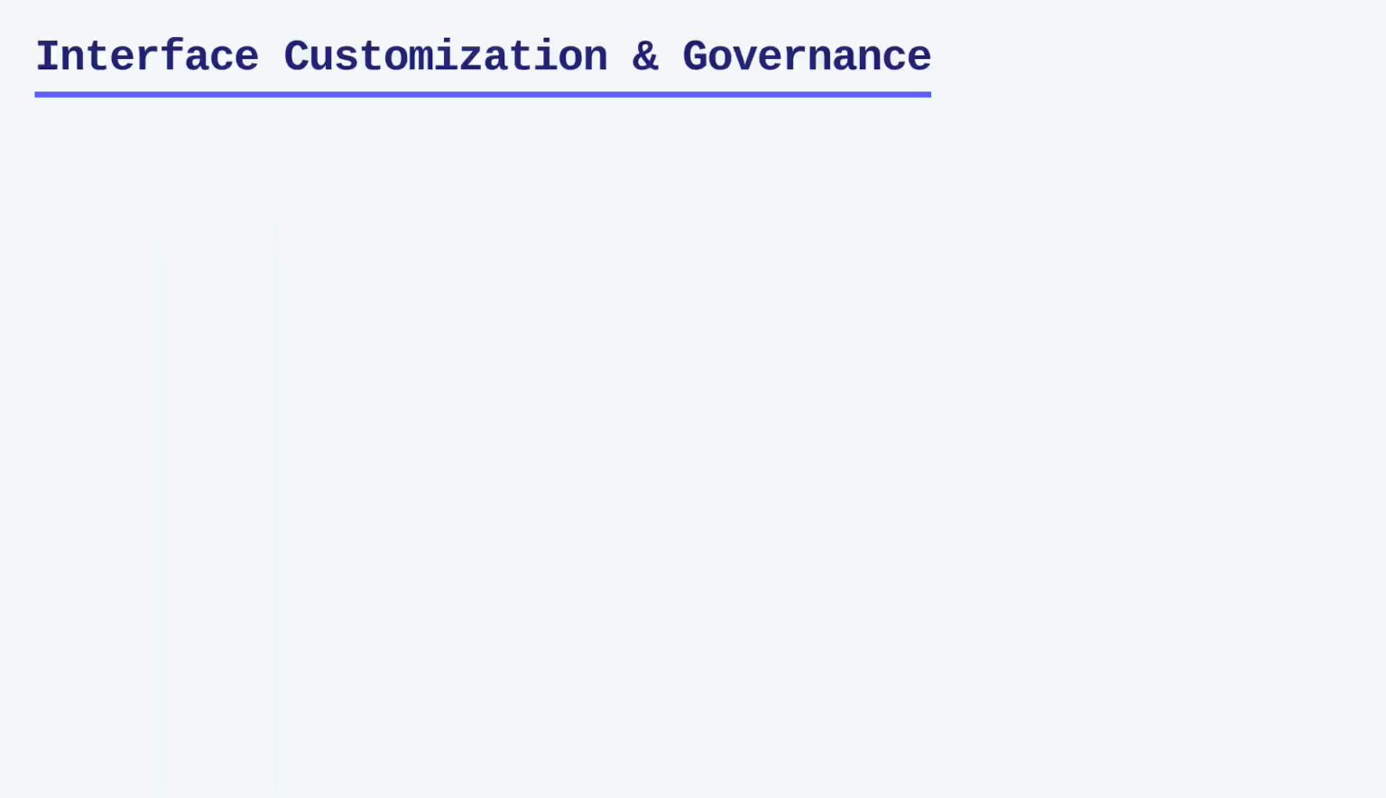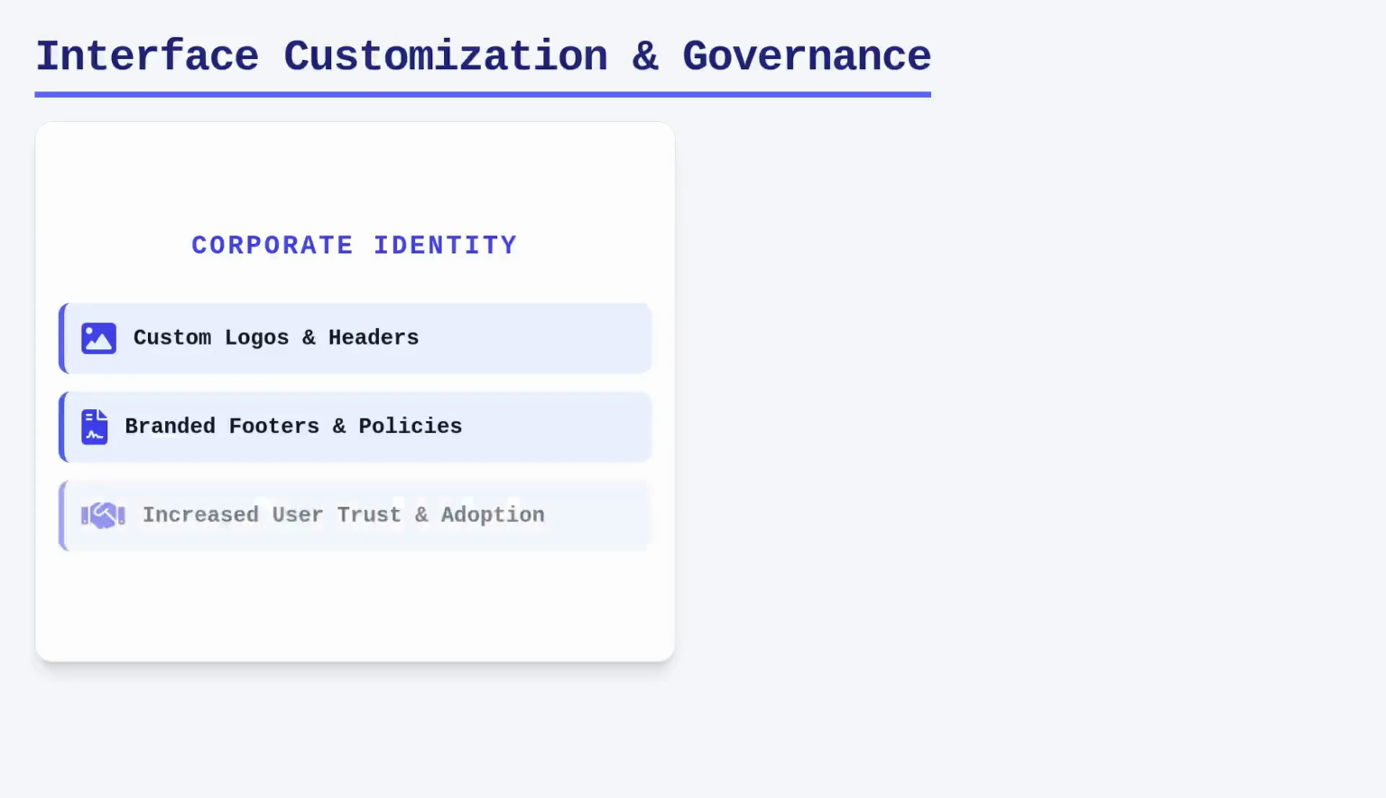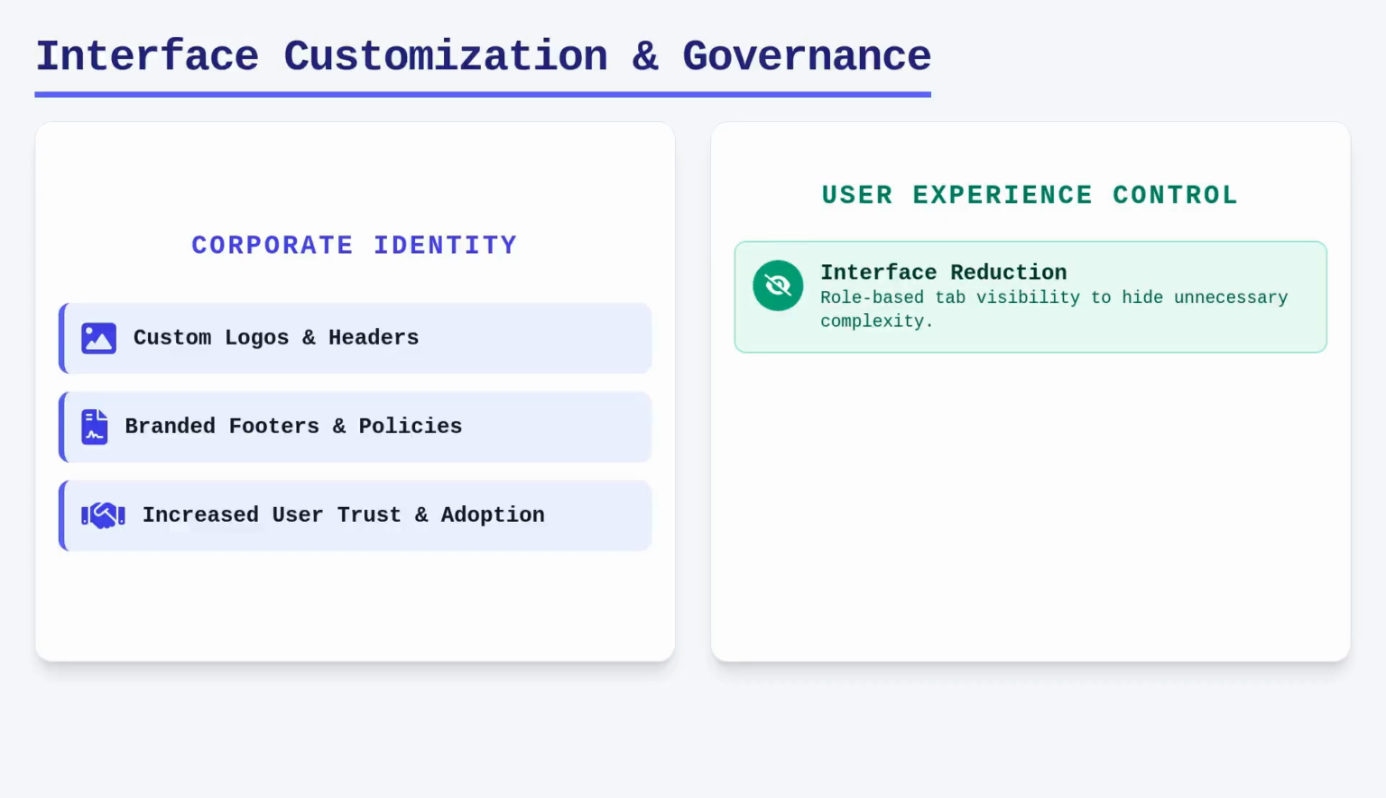Organizations often require the interface to mirror their internal security and corporate branding policies to improve user adoption and trust. Within the Administration tab, you can modify elements such as the login header, footer, and the logo to ensure consistency with your internal portals. Beyond cosmetic adjustments, you have the granular ability to customize which tabs are visible to specific user groups based on their functional role. This concept of interface reduction minimizes complexity for end users, ensuring that they focus only on the tasks relevant to their specific permissions within the environment.